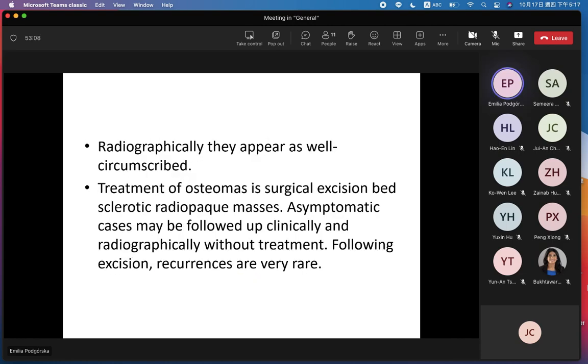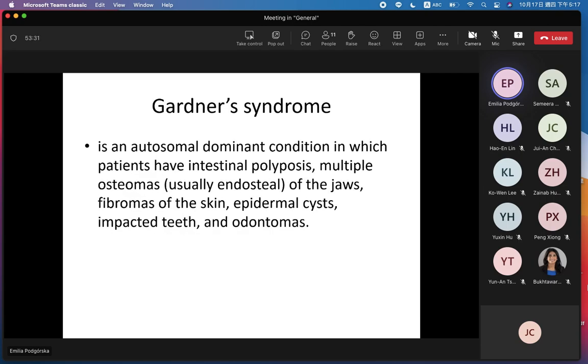Radiographically, they appear as well circumscribed, sclerotic radiopaque masses. Treatment of osteomas is surgical excision, but asymptomatic cases may be followed up clinically and radiographically without treatment. Following excision, recurrences are very rare.